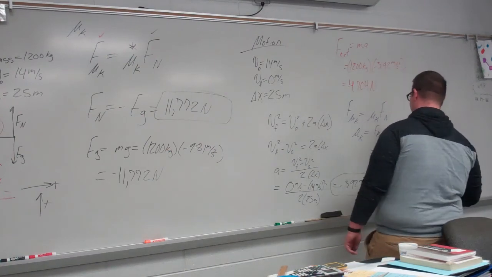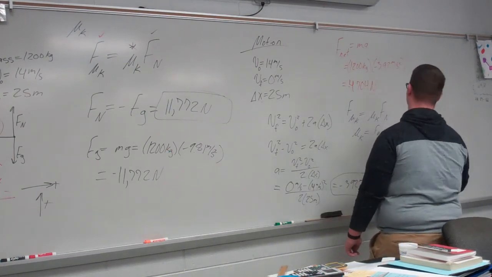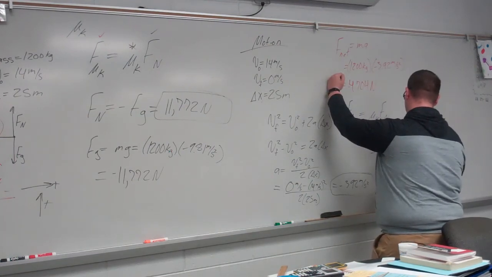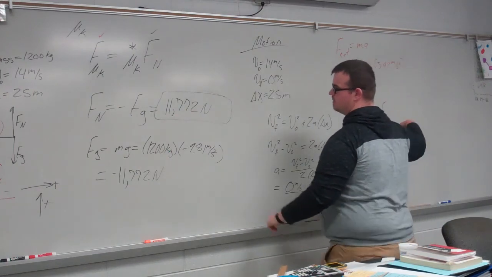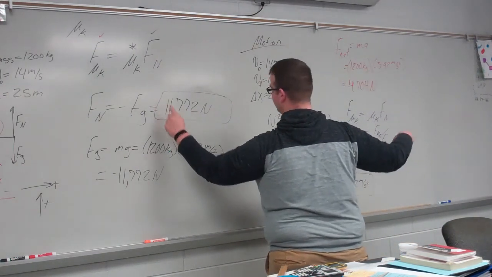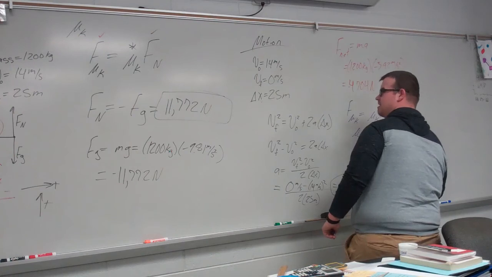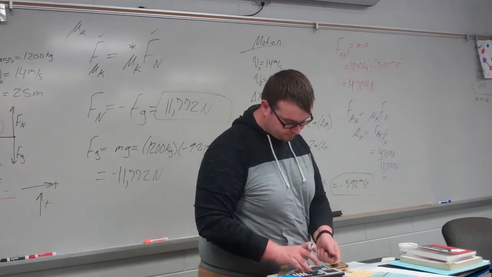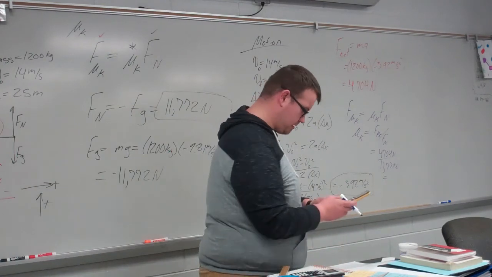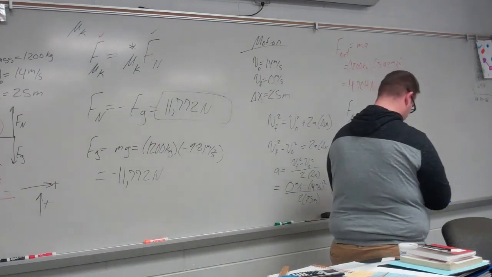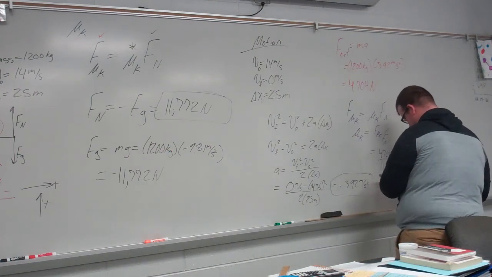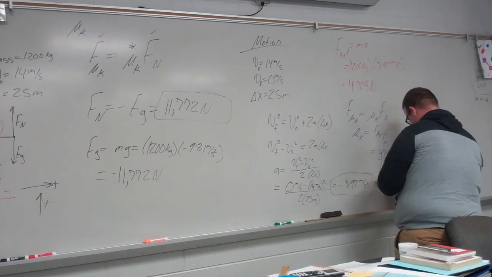All right, the kinetic coefficient equals force of kinetic friction, which is 4,704 newtons. That negative doesn't matter because the coefficient just needs to be a positive number. Divided by 11,772 newtons. And you're going to do that in the calculator to find 0.3996.